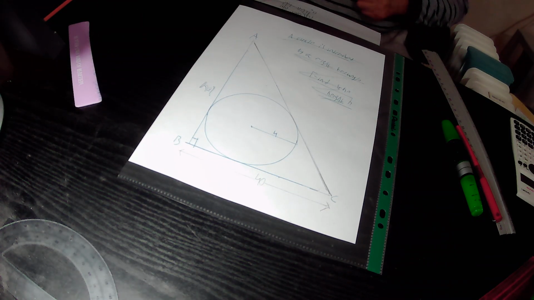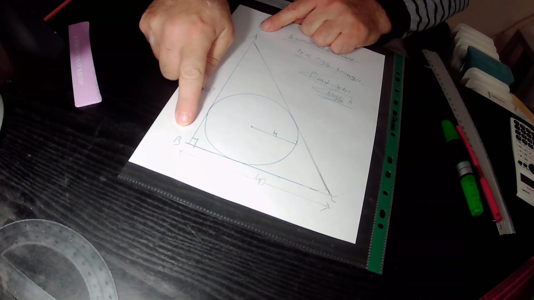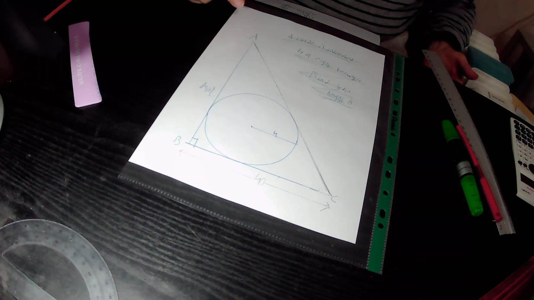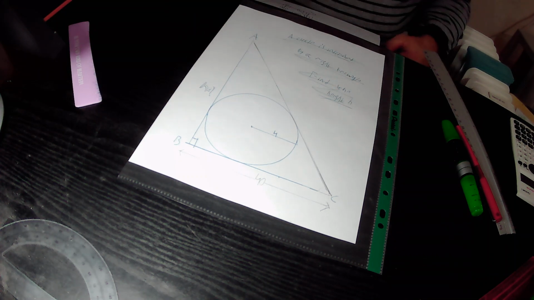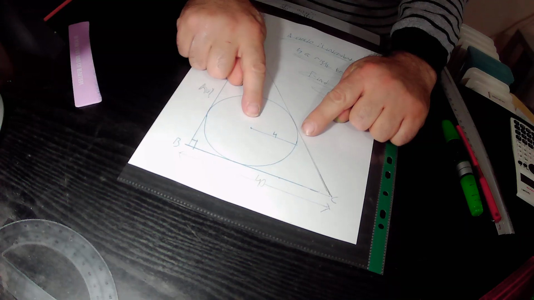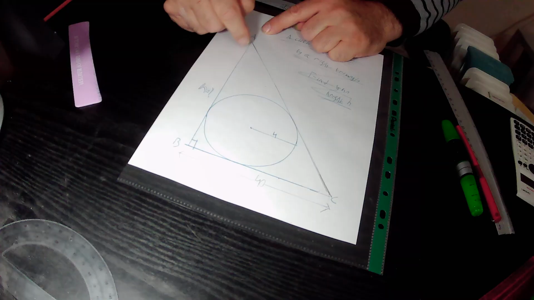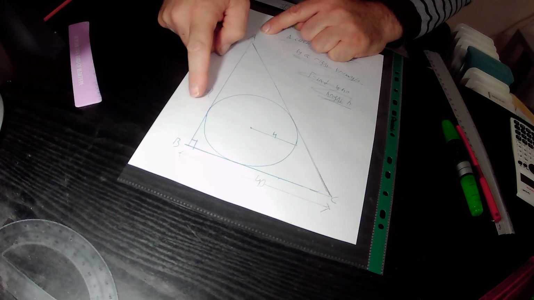In the first question, our task was to find the length of the height AB in this triangle ABC. So in the drawing, we have the triangle ABC, and a circle that is inscribed in this triangle ABC. The base BC equals 40 units in its length. The radius of this circle equals 4 units in its length. Again, our task was to find the length of side AB, which is the height of this triangle ABC.